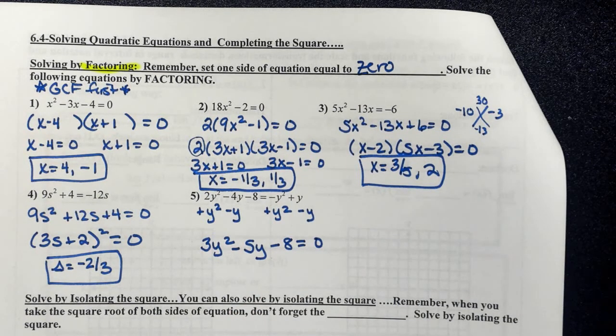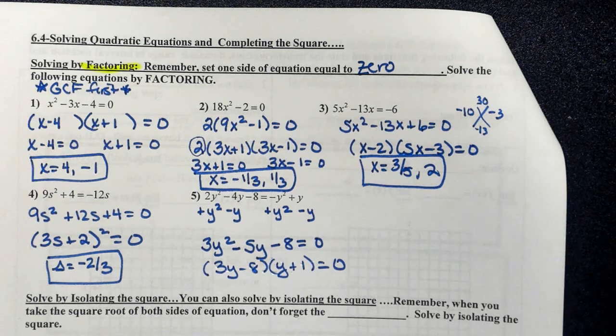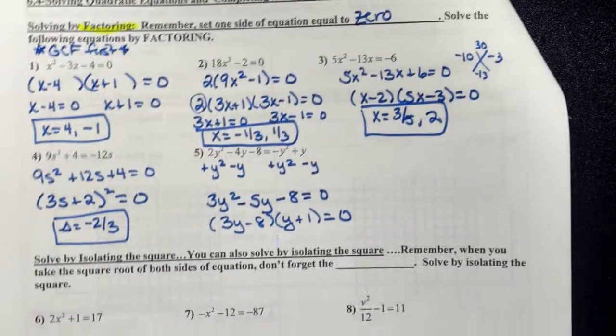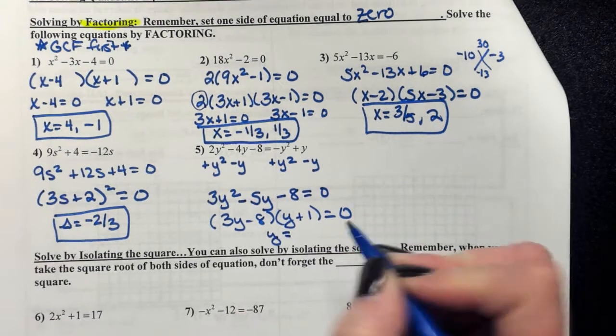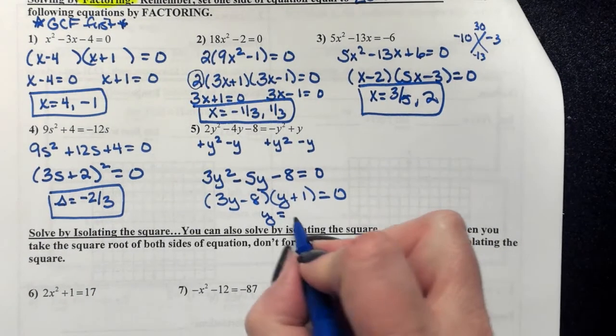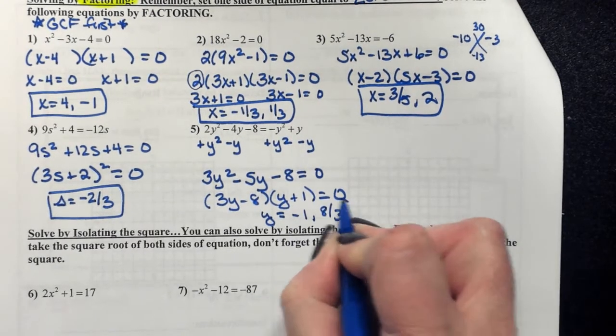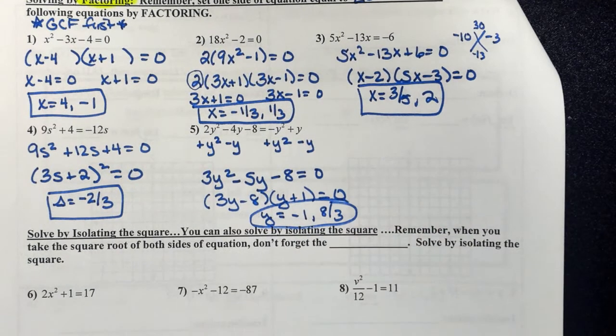So any questions on where I got the 3y squared minus 5y minus 8 from? Okay, you guys go ahead and finish that for me. So then what are my solutions going to be? Y is equal to what? -1 and 8/3. Okay? So any questions, guys, on how you can use factoring to solve quadratics?